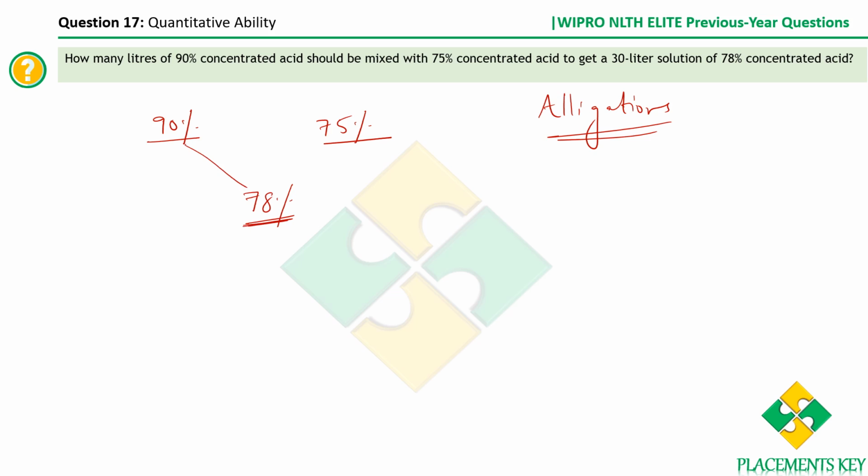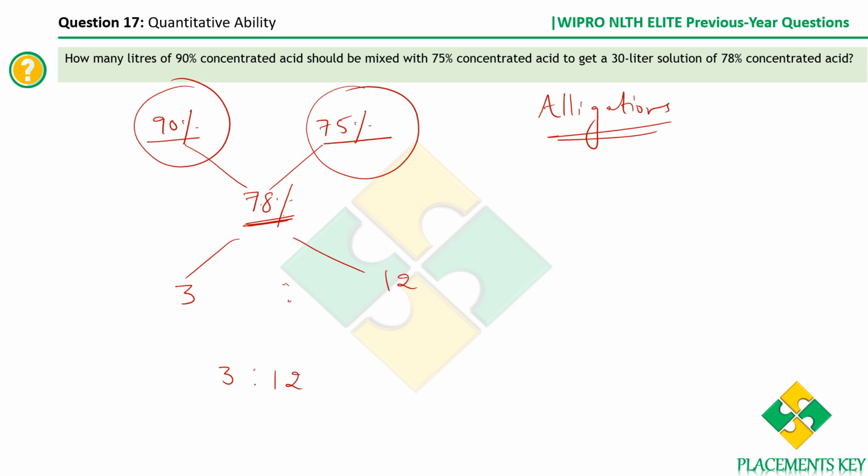Now 90% is mixed with 75% and the resultant is 78%. The next thing is cross subtraction. We'll subtract the smaller number from the bigger number. 90 minus 78 is 12. 78 minus 75 is 3. Therefore, these two mixtures should be mixed in the ratio of 3 is to 12, that is 1 is to 4.